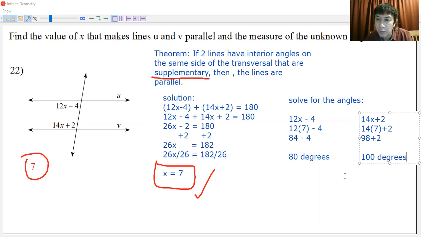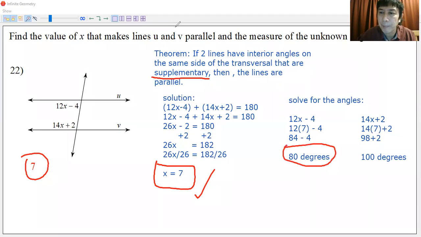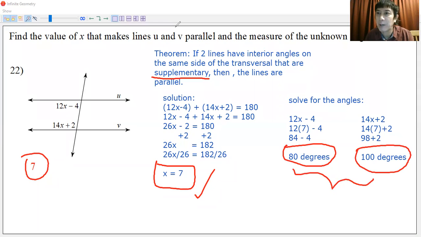And so we have the two angles, 80 and 100. 80 plus 100, that's 180. A little check there. That means the angles are correct. They are supplementary. And our x is also correct at 7.